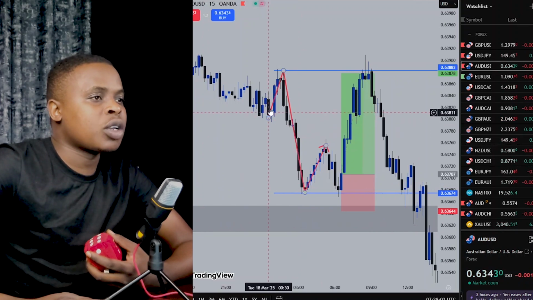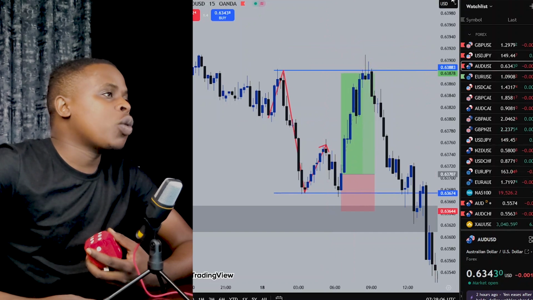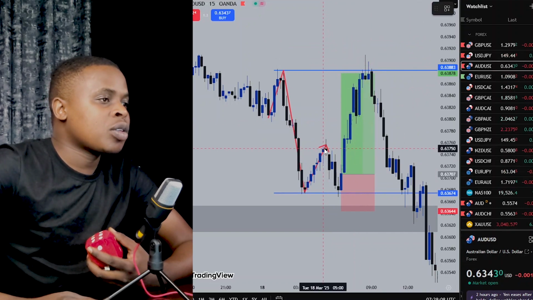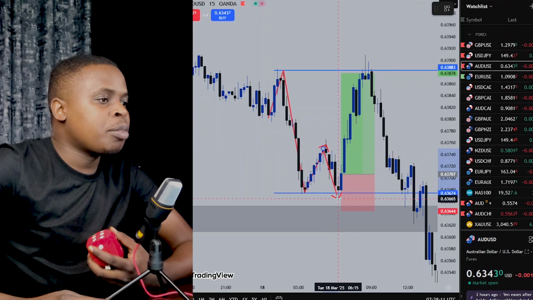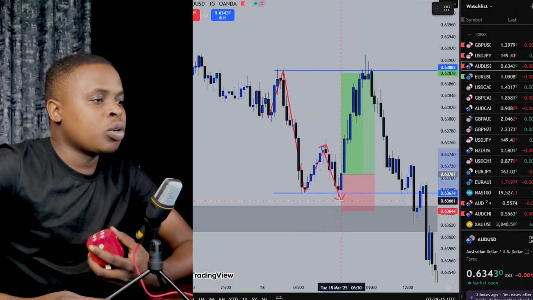So this was the first candle, started here. And then the next candle opened right here. And it went down and broke below this previous candle's low that we marked. It went all the way down here.